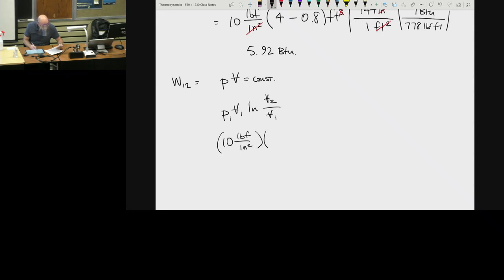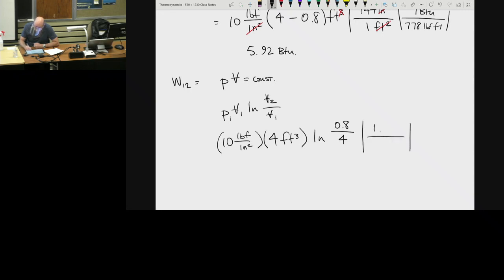V1 is equal to 4 feet cubed. Natural log V2 is equal to 0.8 feet cubed, and V1 is equal to 4 feet cubed. The feet cubed cancel, so I don't have to worry about them there. The units cancel. Okay, and so I have to remember here again, I'm going to have those same unit issues.